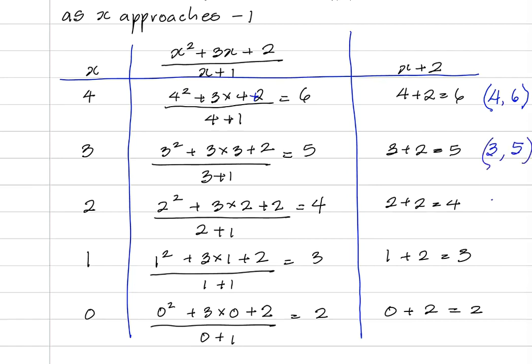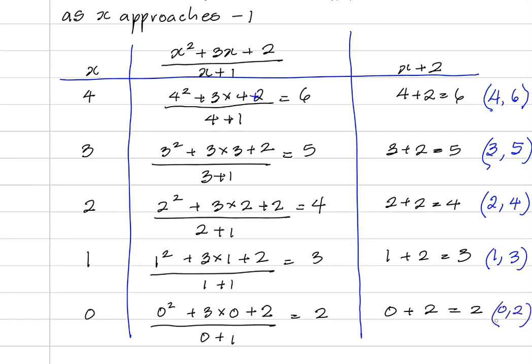When x is 2, f of x is equal to 4. When x is 1, f of x is equal to 3. And when x is 0, f of x is equal to 2. So we have 0, 2.